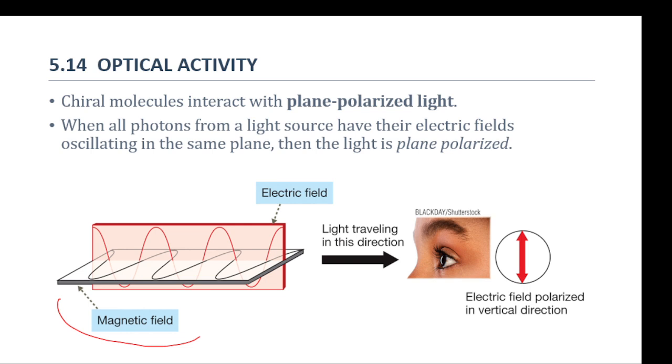Has everybody used their phone with sunglasses on? Yeah? Or seen two sunglasses where you're like manipulating them against each other? Okay, that's actually polarized light. That's actually what sunglasses do. They don't let one plane of polarization through as much as the other. And so it darkens it. Okay? And this is actually what we're going to be taking advantage of.